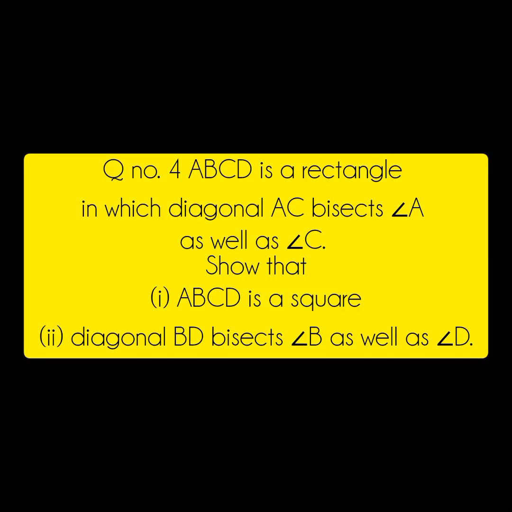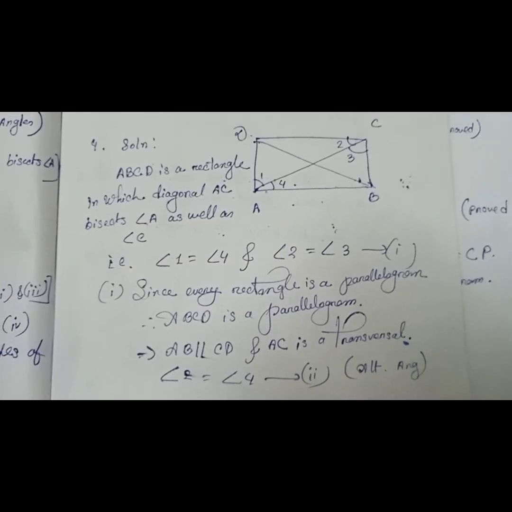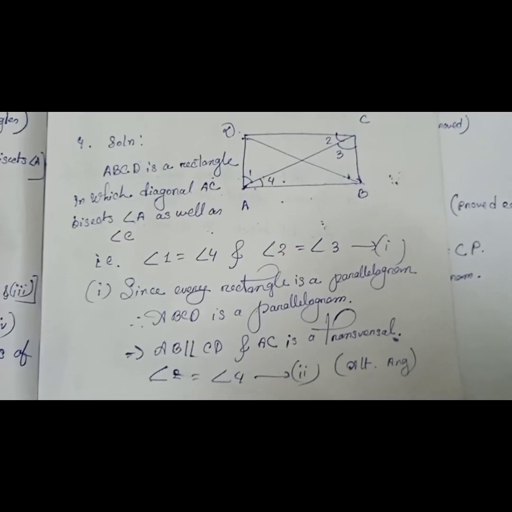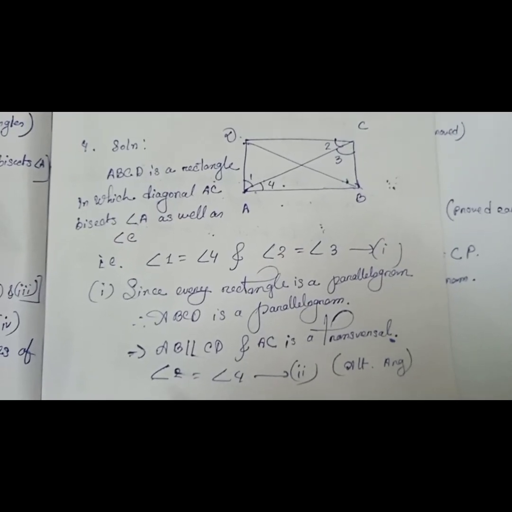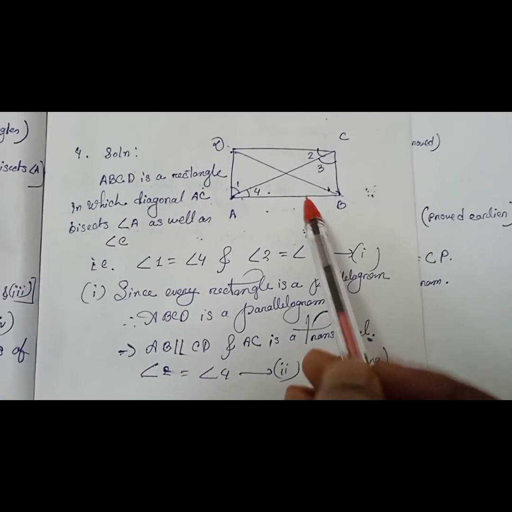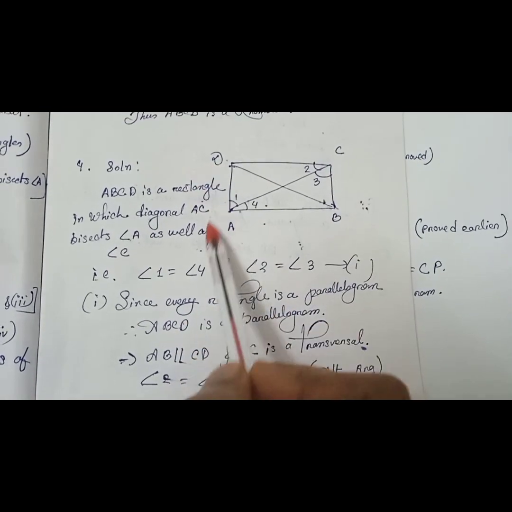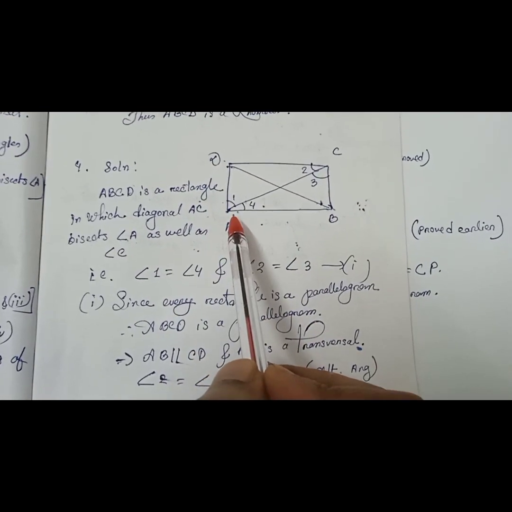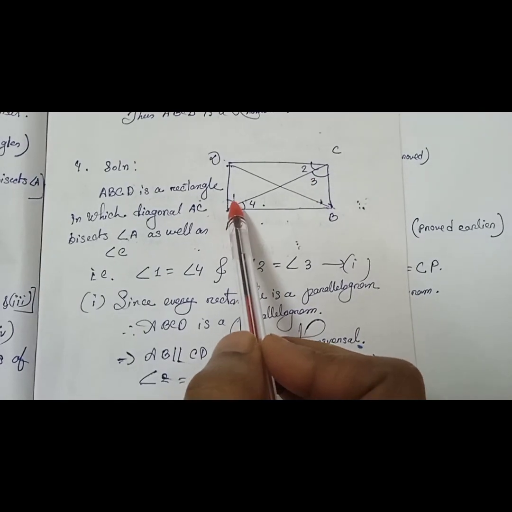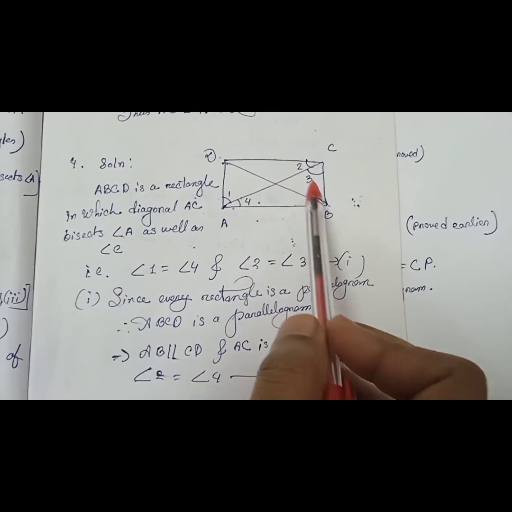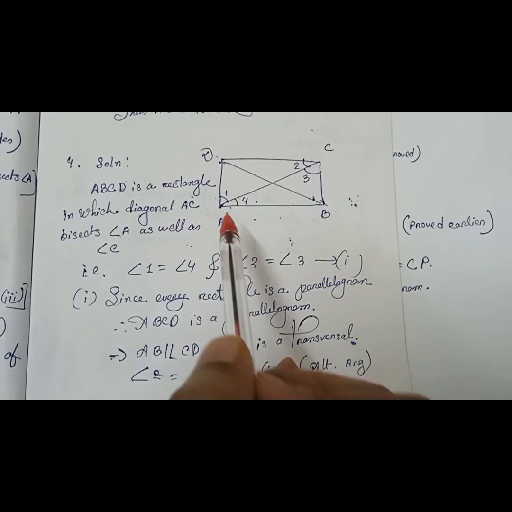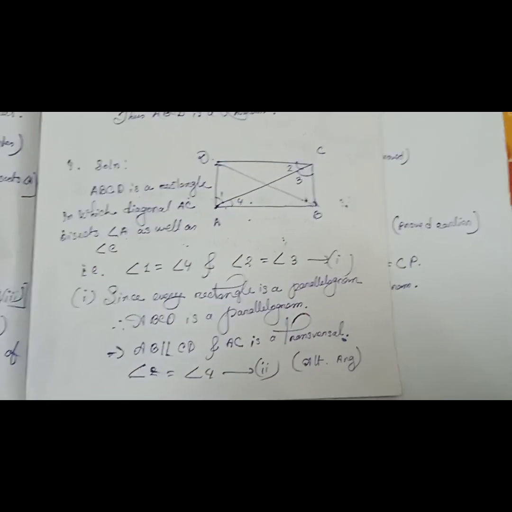In question number 4, it has been said that ABCD is a rectangle in which diagonal AC bisects angle A as well as angle C. We need to show that ABCD is a square and diagonal BD bisects angle B as well as angle D. In 8.1, question number 4, ABCD is a rectangle and diagonal AC bisects angle A and angle C. We need to prove that ABCD is a square.